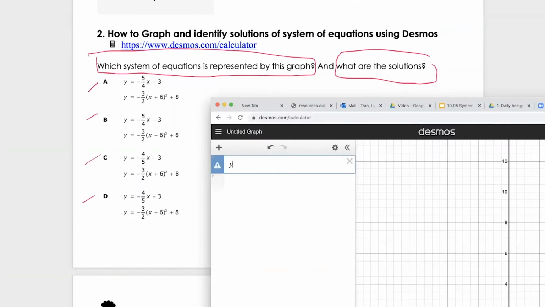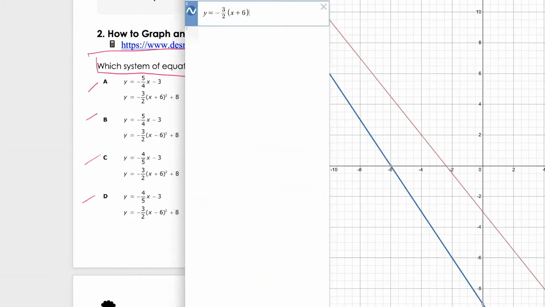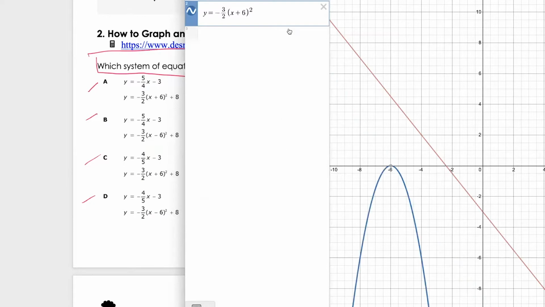So you type it in the way we've been doing. So negative 5/4, and then x minus 3. Knowing that you can do it on both your cell phone and also on your computer, on your Chromebook. And then I type in the second equation. I have y equal negative 3/2, and then x plus 6. Okay, so here we go. Square. If you want to get the square, you have to click on this, and then this is a little power 2 right here, okay? And then plus a, boom.